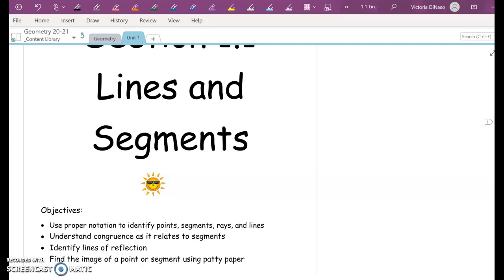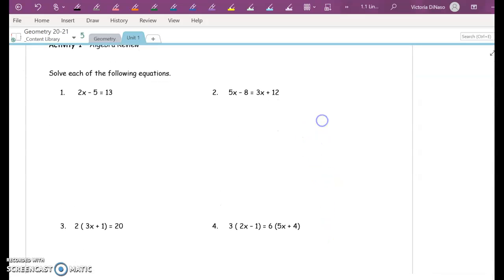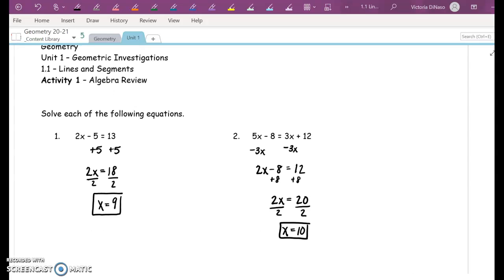We're going to begin with some algebra review in Activity 1, so go ahead and pause the video to complete this algebra review. The next time you unpause the video, you will see all of the answers with the worked out solutions that we will go over. For number 1, you'll see that we added 5 to both sides, divided by 2, and got x equals 9.